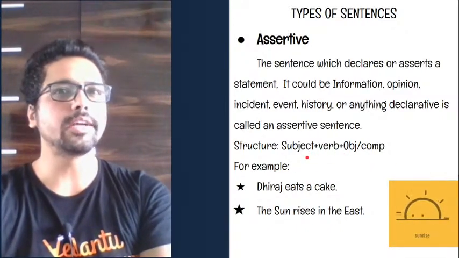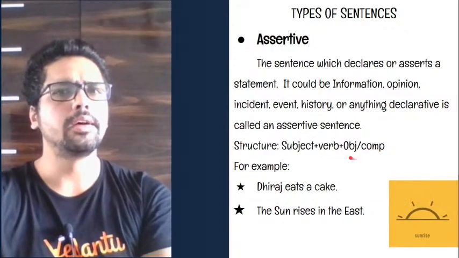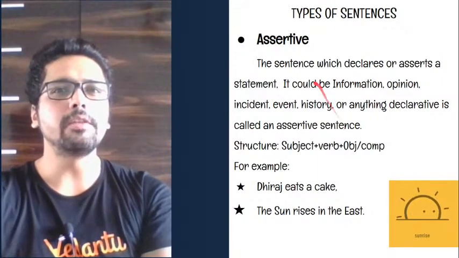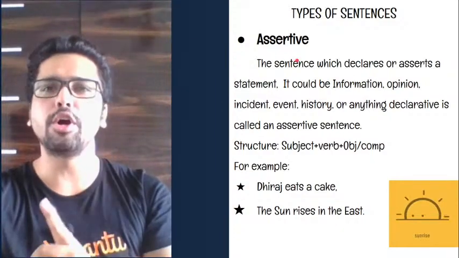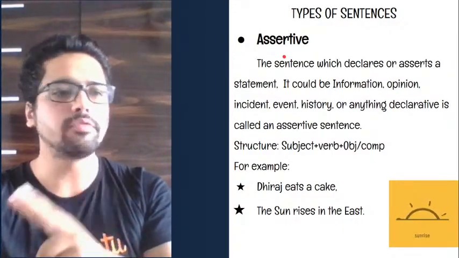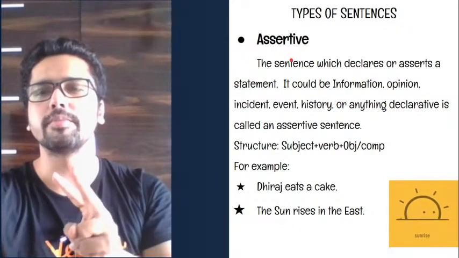It starts with a subject followed by a verb. Then you can have an object or a verb complement, depending on the subject and the sentence. But an assertive sentence is not only positive. This is a very common confusion. Most of you get confused between these two terms, assertive and affirmative. So don't get confused between these two terms.